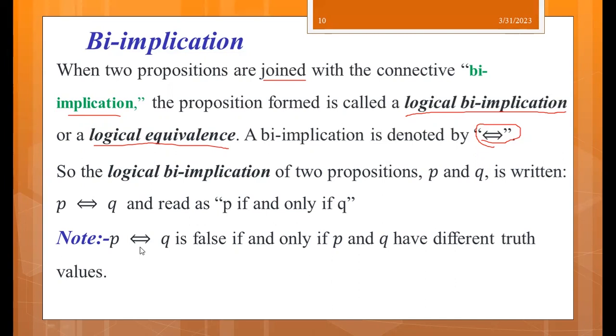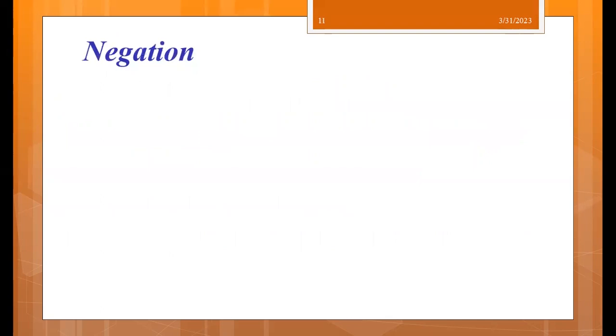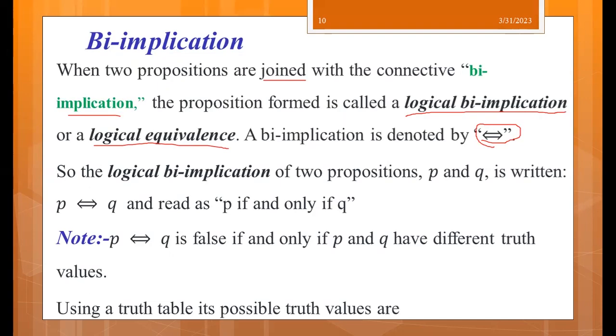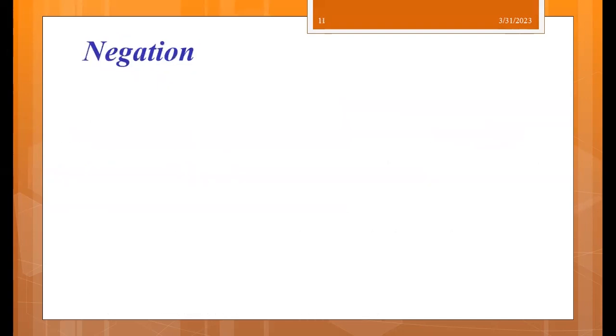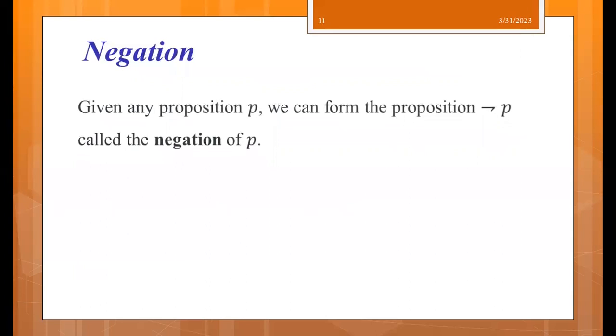Then the possible truth values of this biimplication within a truth table. Sorry, there is no truth table for this one, because of the disturbance.